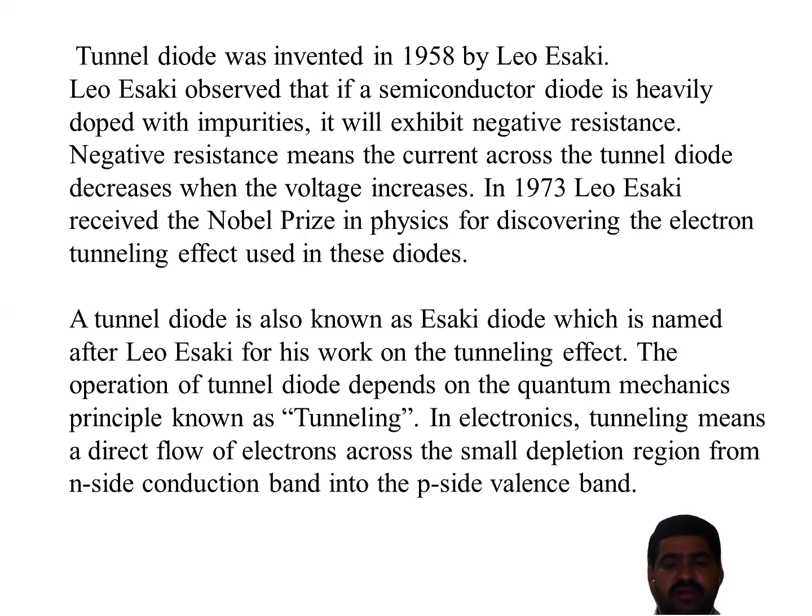So in electronics, tunneling means a direct flow of electrons across the small depletion region from the n-side conduction band to the p-side valence band. So what is meant by tunneling? Tunneling means direct flow of electrons across the small depletion region from n-side conduction band into p-side valence band.